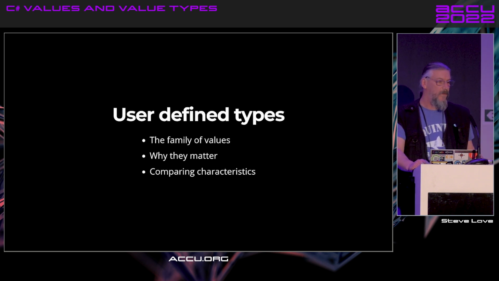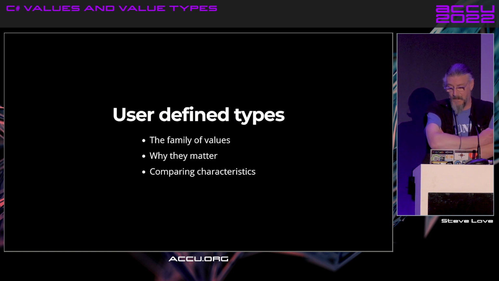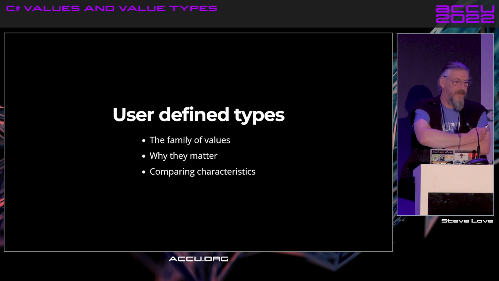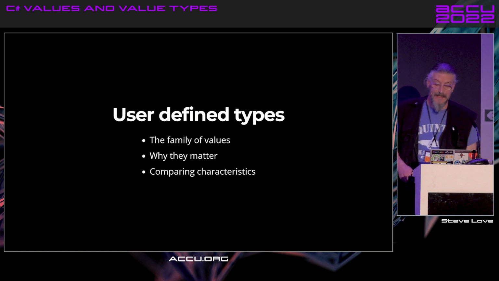And why that matters. What is the point of value types in C#? And what are they good for? What are they not so good for? Why you would and wouldn't want to use one. So to an extent, comparing their characteristics, or sort of comparing all of the characteristics.